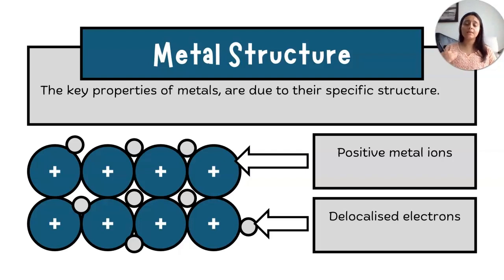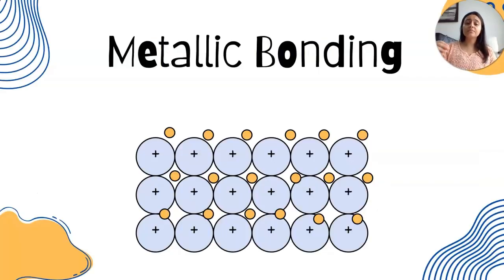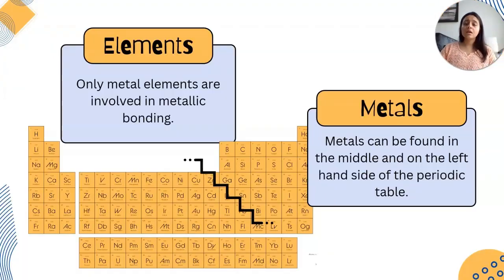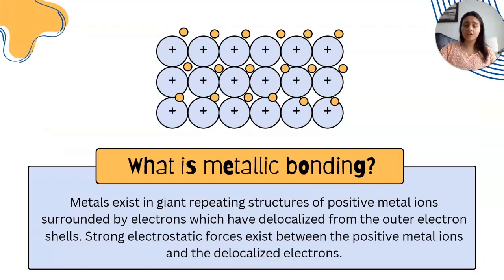So what happened in metal? The metallic structure has these delocalized electrons which are not bonded, and the nucleus is not holding these electrons properly. So they are just revolving around. This leads to metallic bonding. All the metals have metallic bonding inside them, which makes their structure stronger and rigid. These metals can be found in the middle and the left hand side of the periodic table.